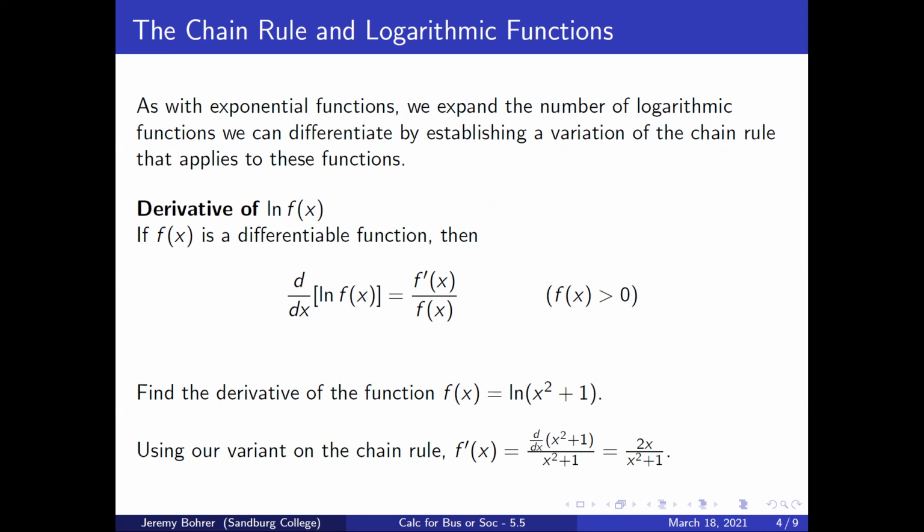Find the derivative of the function f of x equals the natural log of x squared plus 1. Using our variant on the chain rule, f prime of x equals the derivative of x squared plus 1 over x squared plus 1, which is equal to 2x over x squared plus 1.